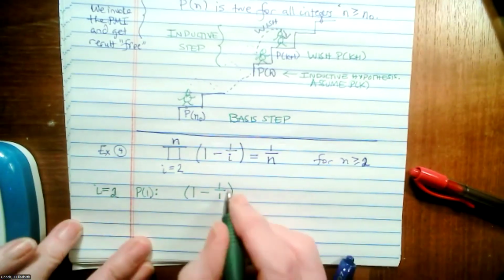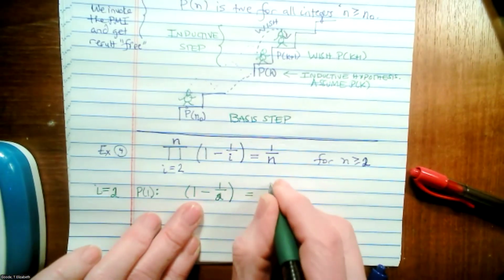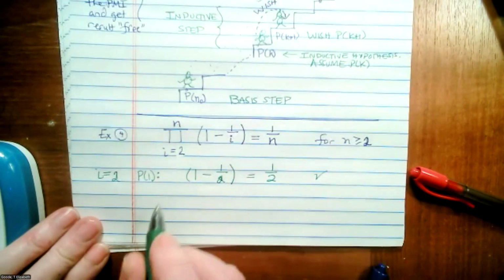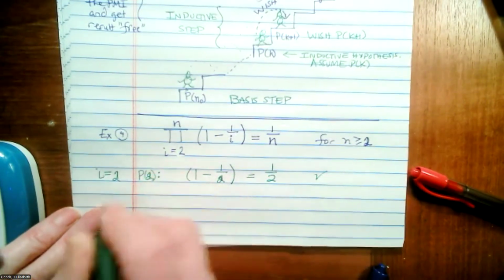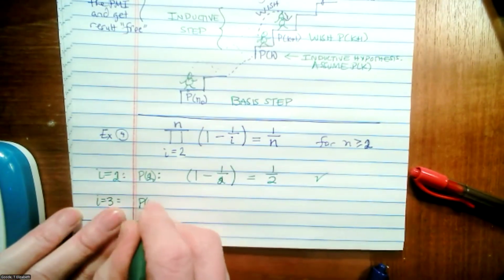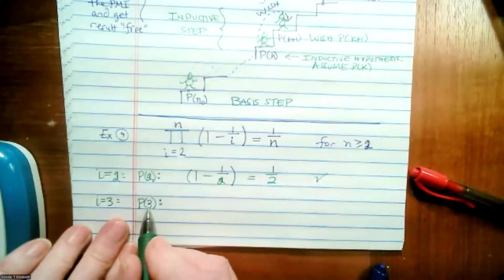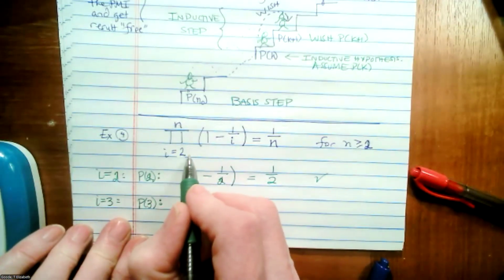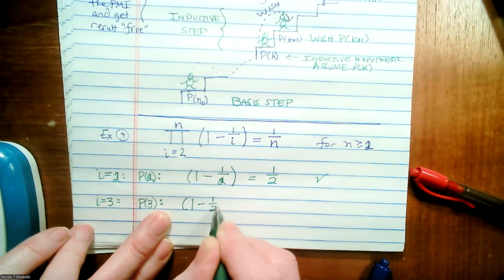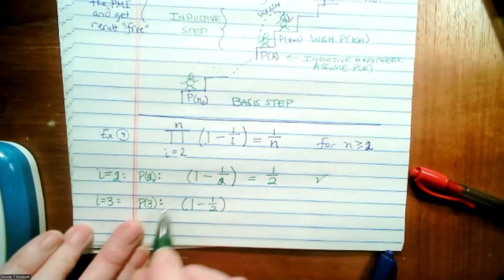Is it true for I equals 2? Is 1 minus 1/2 equal to 1 over 2? Yep, it is. But look, I want you to understand, this is P of 2. When I is 3, and we're looking at P of 3, this product isn't just a single factor. We start with 2 and then we go to 3. So it's 1 minus 1 over 2, because that's what this expression is when I is 2.